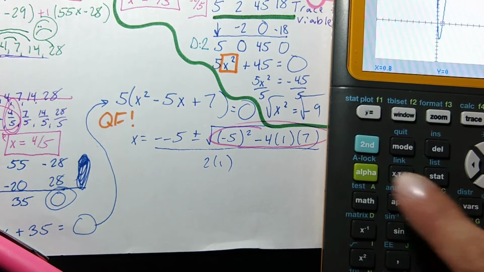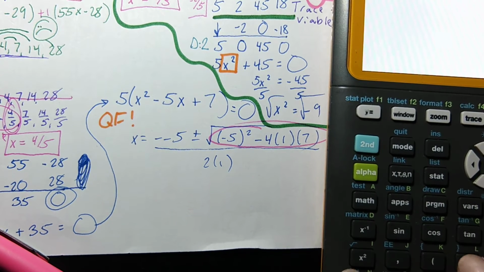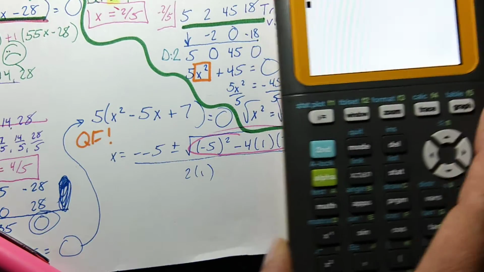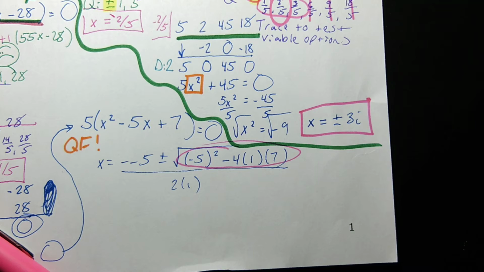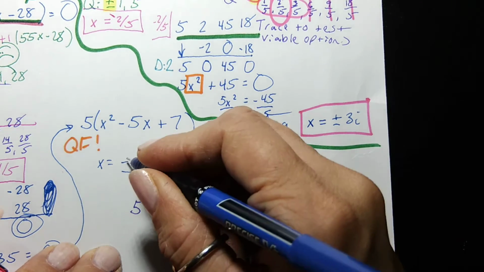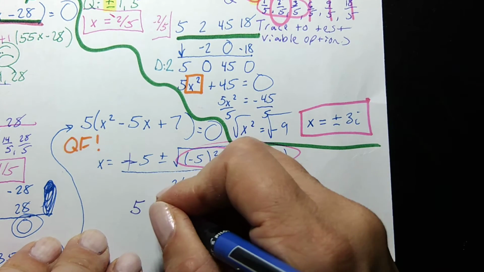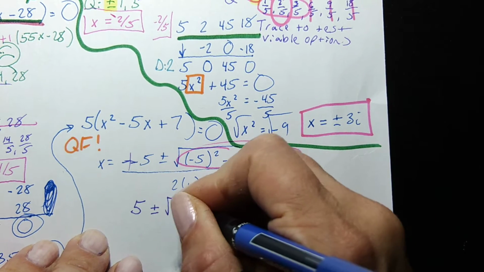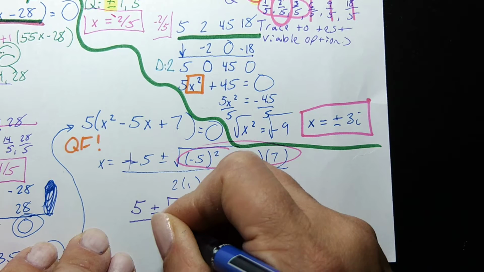So, typing this into my calculator, we're going to have negative 5 in parentheses squared. Arrow over to escape the exponent, minus 4 times 1 times 7. And that gives us negative 3. So we get positive 5 plus or minus the square root of negative 3, over 2.